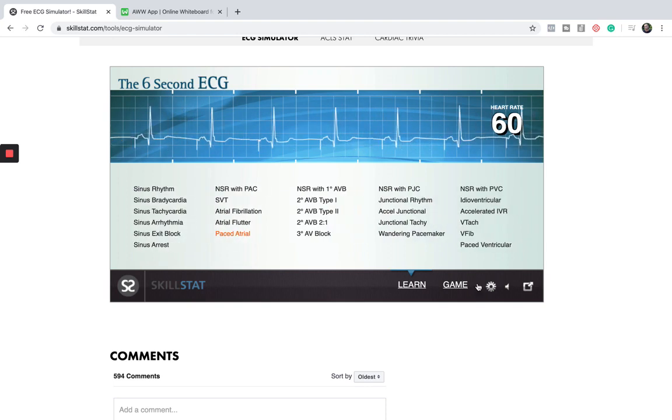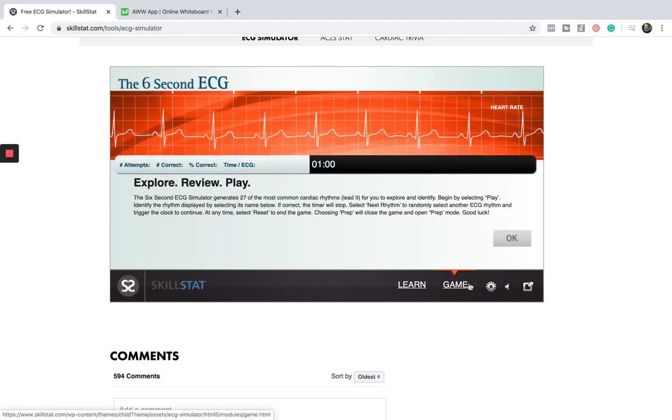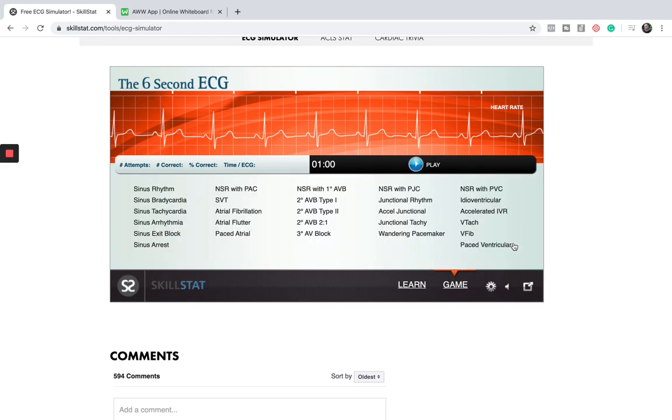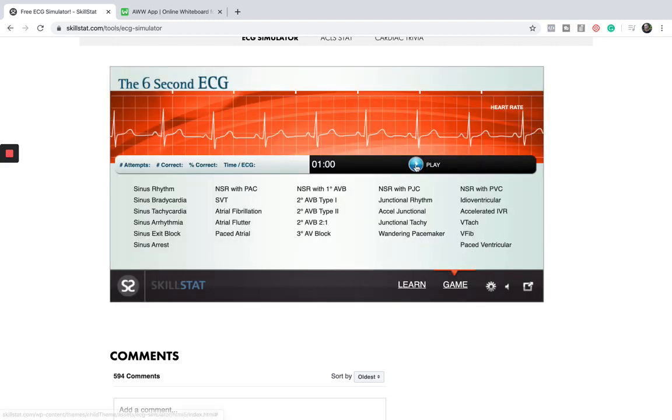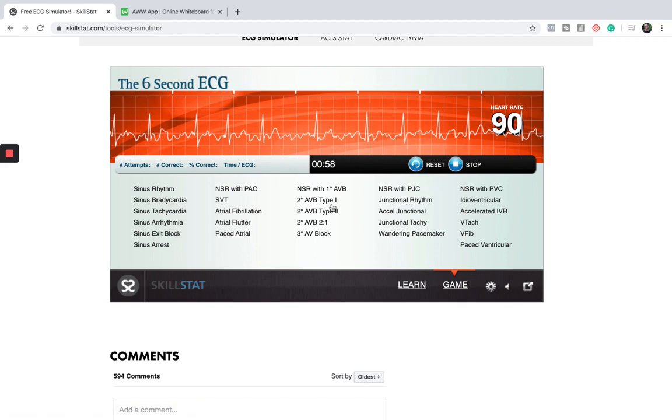Now, there's a game here you can play too, guys. I'll just show you. You can go in here, do settings, set the volume, and choose static or dynamic. If I'm doing static, I can do it for 1 minute. So then you can go, okay, what rhythm is this? AFib. See, it says right, next rhythm.